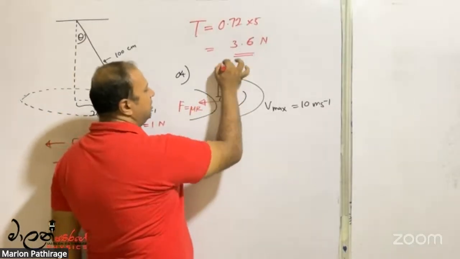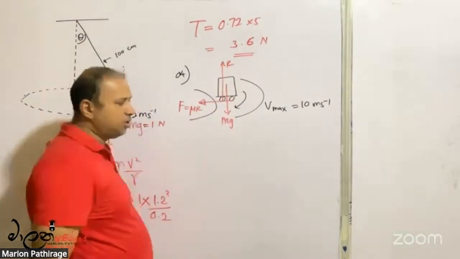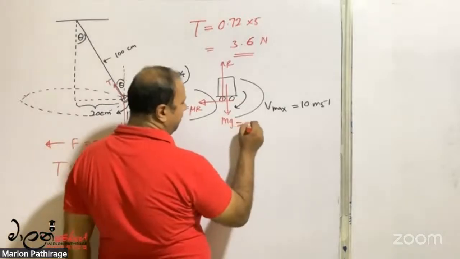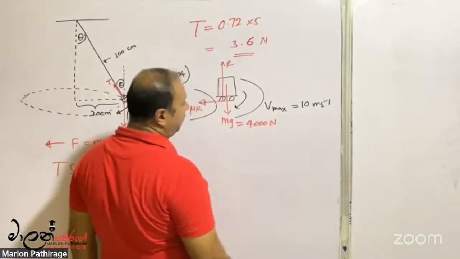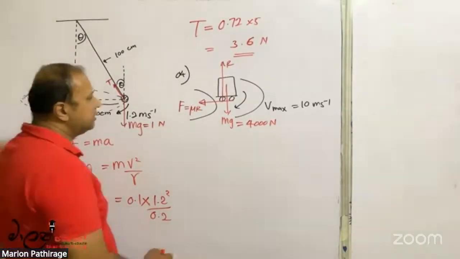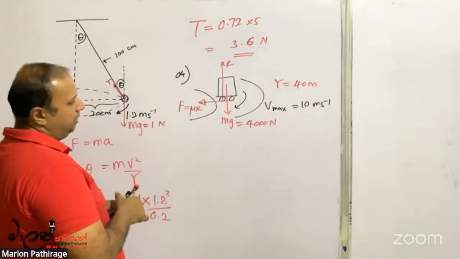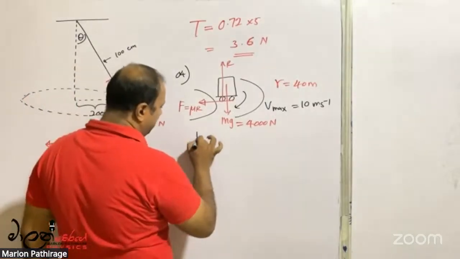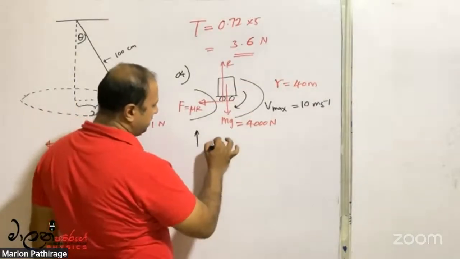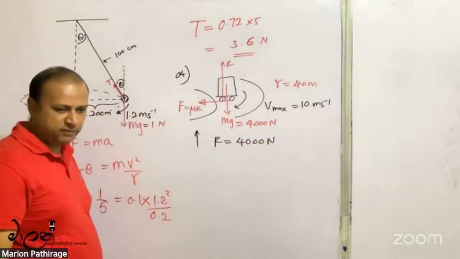There's R here and mg here. Those are the forces exerted on this object. The mass is 400 kg, therefore mg is 4,000 Newton, and radius r is 40 meters. If I consider the vertical equilibrium, R should be equal to 4,000 Newton.